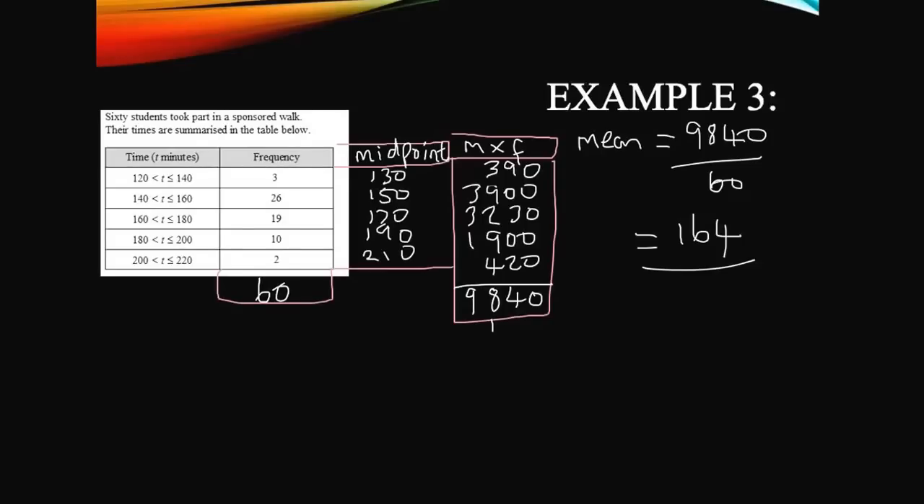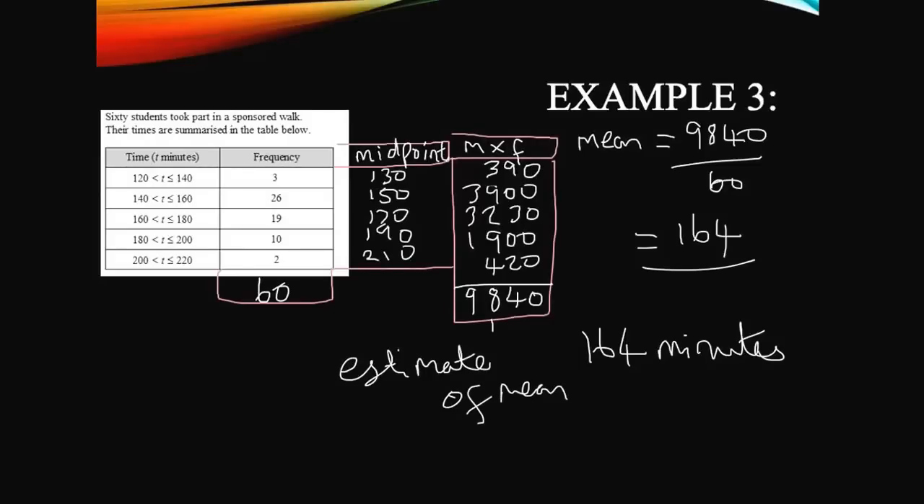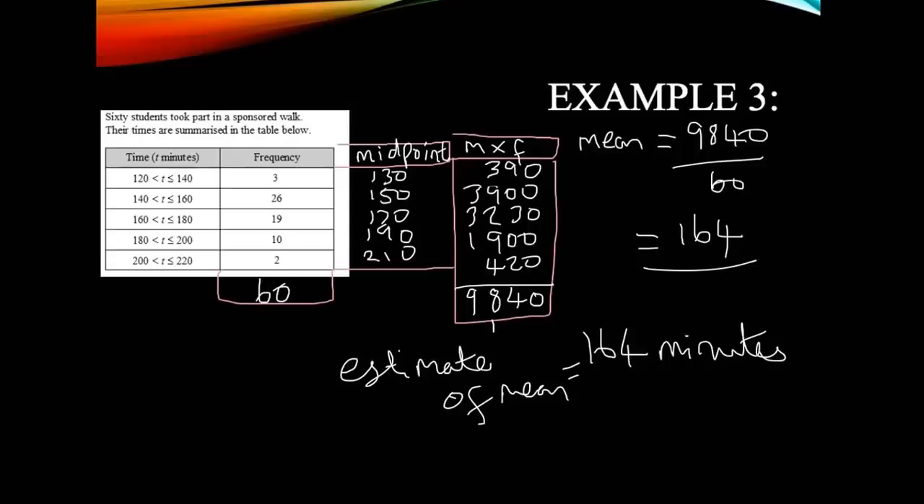164 is within 120 and 220. That makes sense. In fact, looking at where the values are, most of the values are in the middle, so it makes sense that 164 would live here. So the final answer is 164 minutes. And remember, this is only an estimate. Estimate of the mean is 164 minutes.